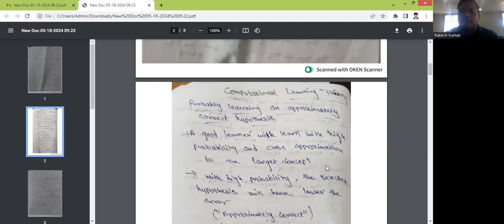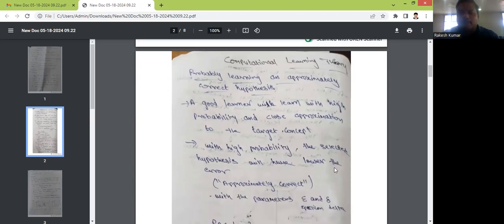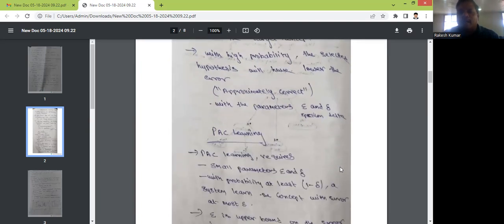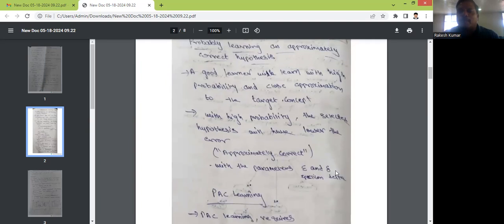So here you can see probability learning and approximately correct hypothesis. A good learner will learn with high probability and close approximately to the target concept. With high probability, the selected hypothesis will have lower error. Here we already know the probability: P(A|B) = P(B|A) × P(A) / P(B). This is the formula for the probability.